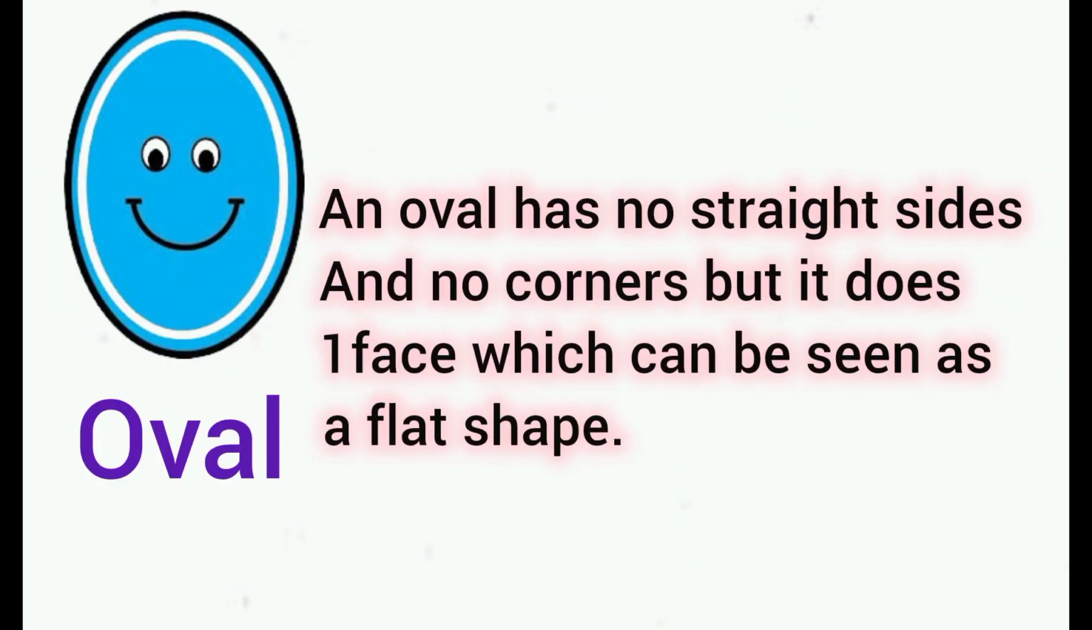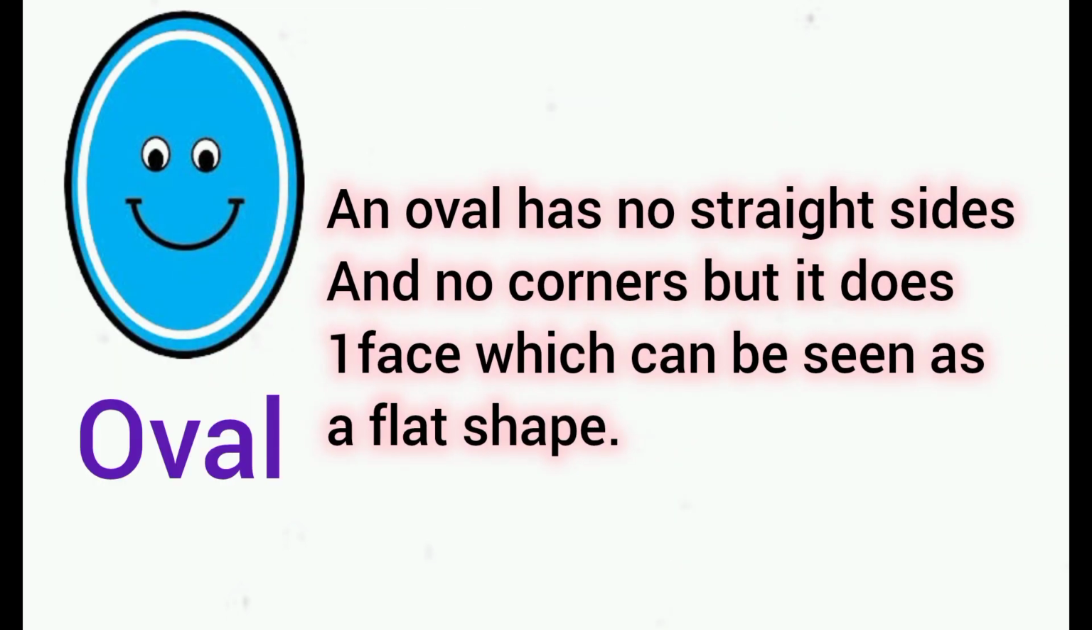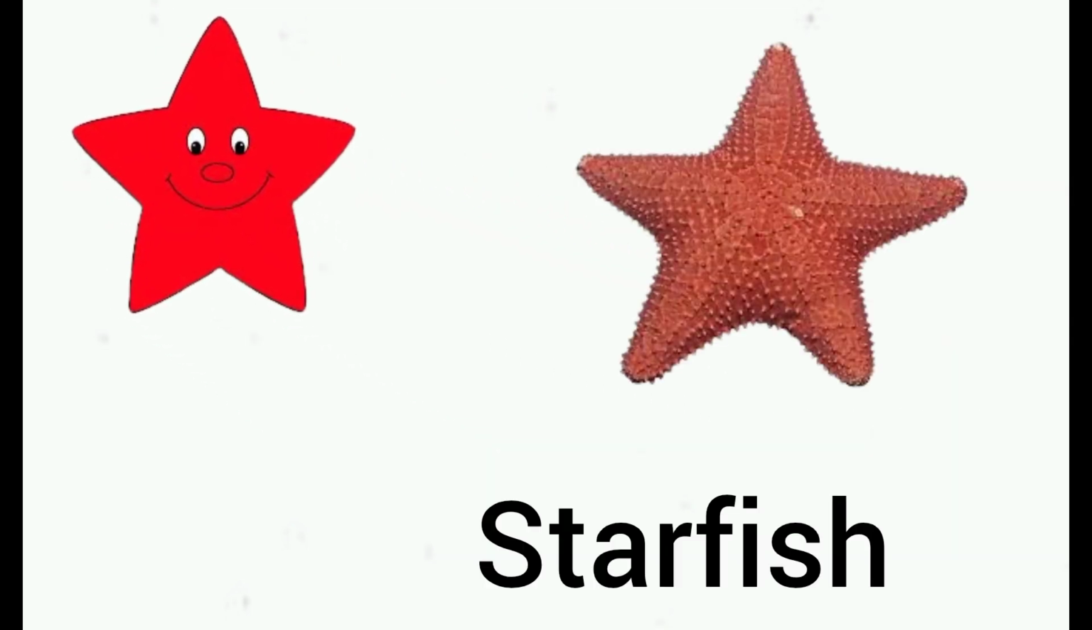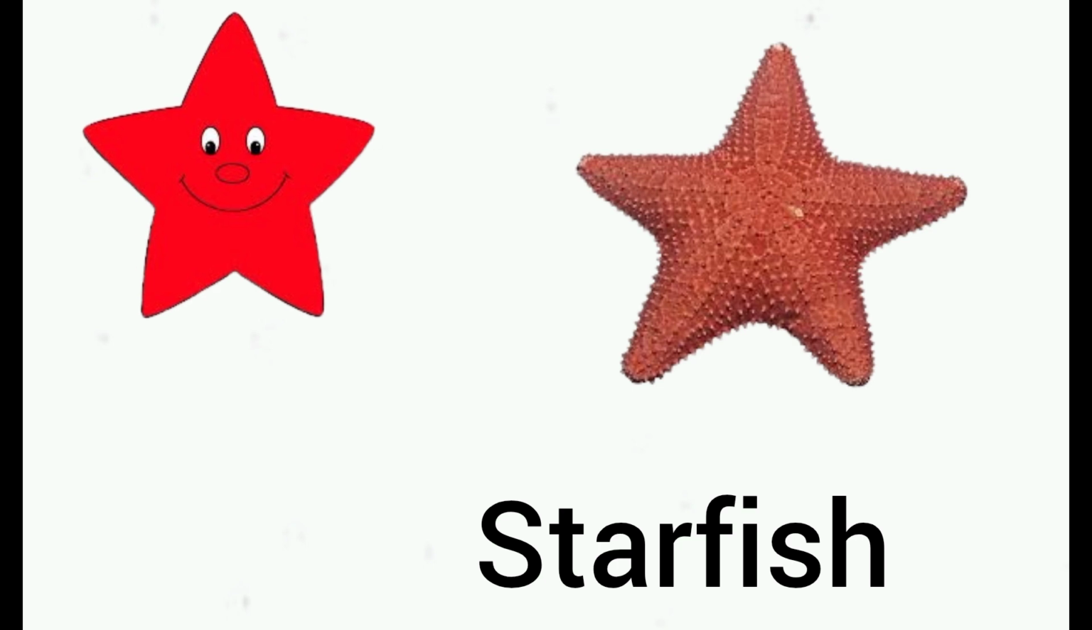Oval. An oval has no straight sides and no corners, but it does have one face which can be seen as a flat shape. Next shape is star. Starfish is star shape.